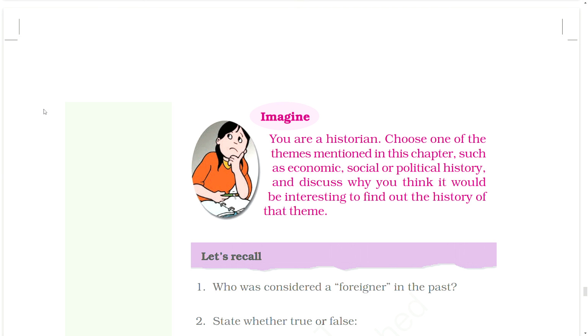Imagine you are a historian. Choose one of the themes mentioned in this chapter, such as economic, social, or political history, and discuss why you think it would be interesting to find out the history of that theme.